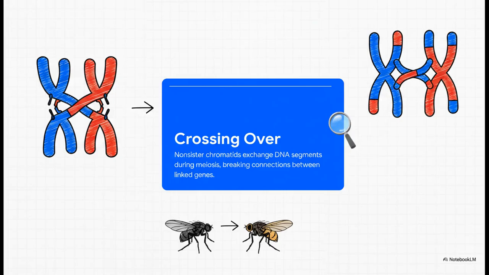But of course, there were some rule breakers. A small chunk of the offspring had totally non-parental combinations, like a gray body with vestigial wings. So how did linked genes separate? Well, this led to the discovery of crossing over. During meiosis, when homologous chromosomes pair up, their chromatids occasionally trade places, literally swapping corresponding segments of DNA. It basically shuffles the genetic deck, breaking the physical connection between linked alleles and generating some absolutely vital genetic variation.